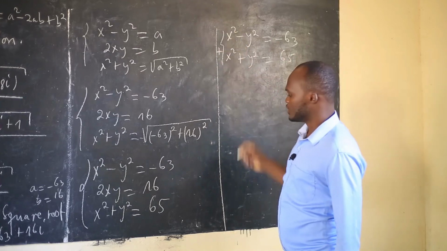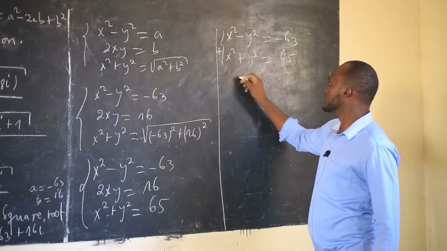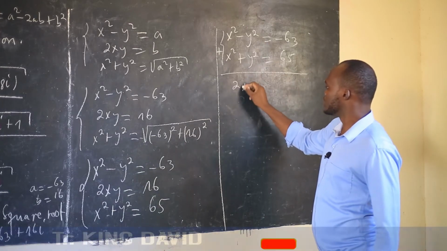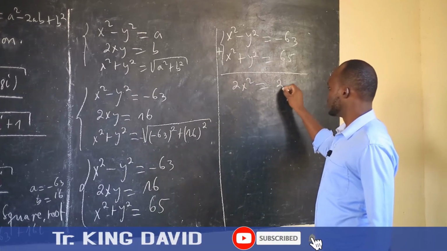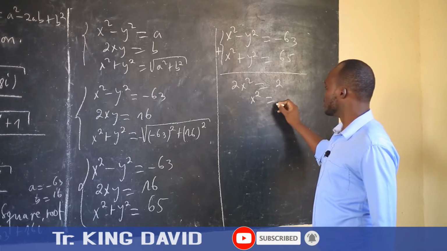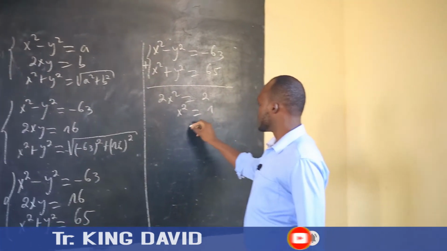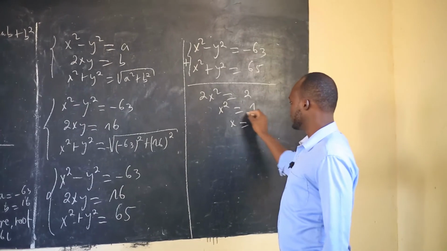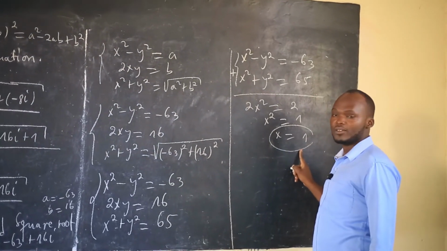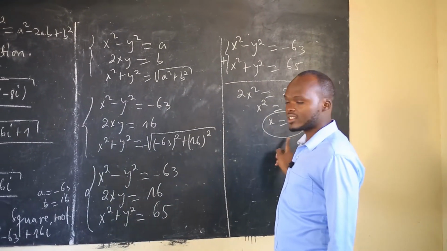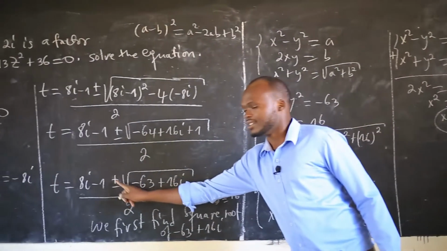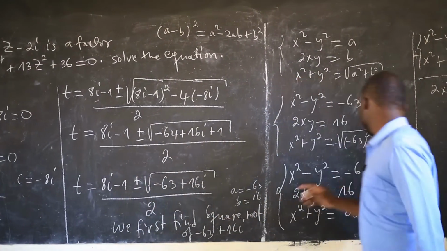We add to eliminate y squared. So 2x squared will be equal to 2, so x squared will be equal to 1. So our x will be 1. We can use plus or minus, but no need of using plus or minus because our plus or minus is here. So then x equal to 1.